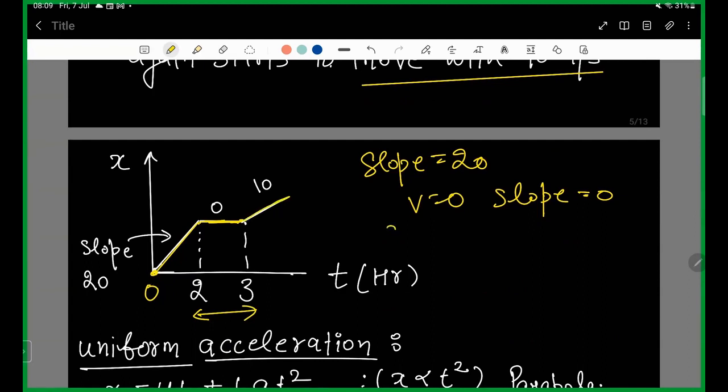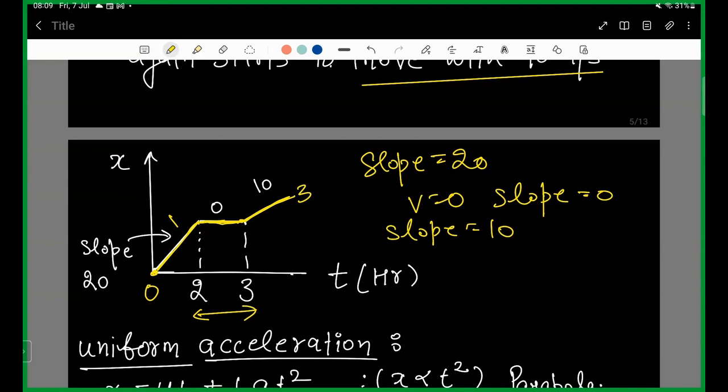It means the slope will be 10. So you can clearly see the slope of the third line is less than the slope of the second line. This is how you plot a graph. First, you make a slope of 20, then you stop it, and then you make a slope of 10. And you will get your final graph. Always remember, whenever the velocity is uniform, you will get a straight line in the x-t graph. In the position-time graph, you will get a straight line.